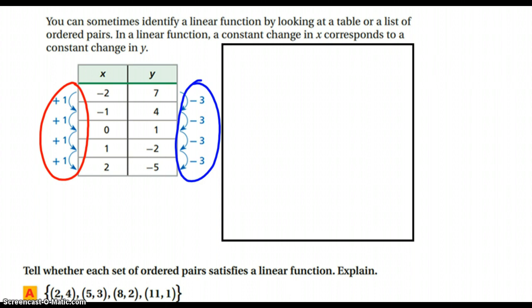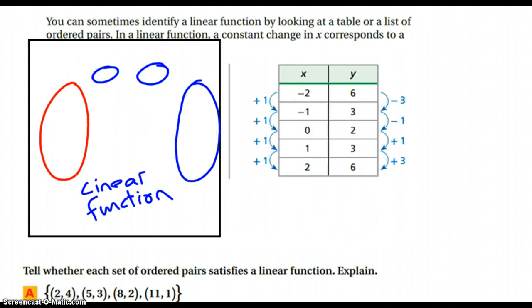If there's ever a consistency where there's a constant change in x and there's a constant change in y, which has to happen at the same time, then we can say that this will be a linear function. You could graph this and prove it to yourself that this will be linear. Okay, we'll talk about that in class a little bit more. So that's a linear function.